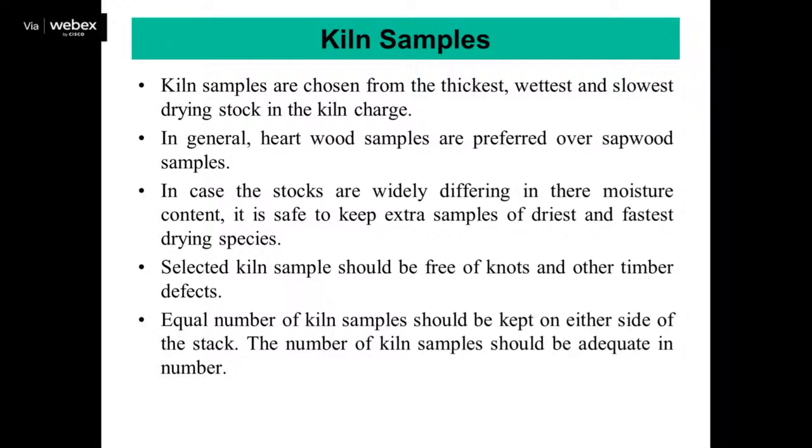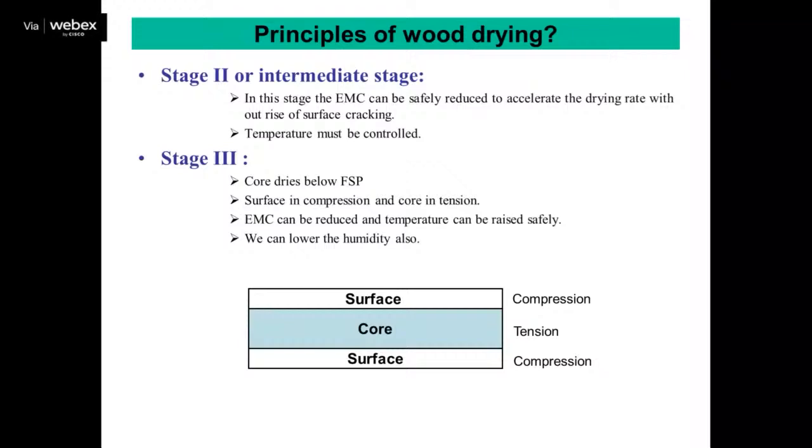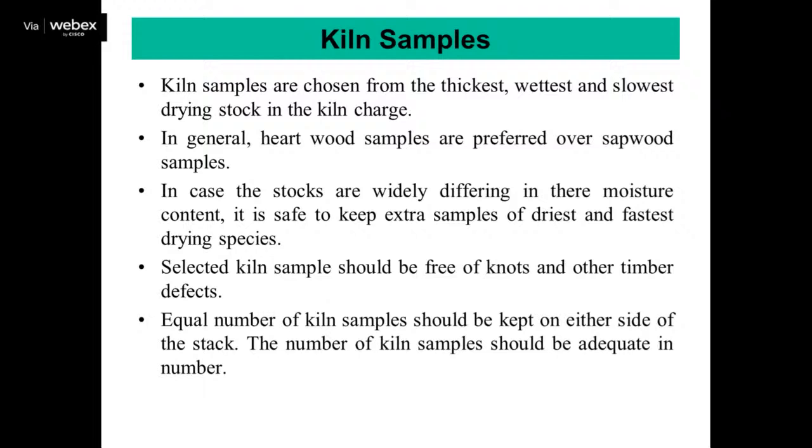When we are dealing with kiln drying, the kiln samples are very important, because these are the samples which are kept in the seasoning kiln. It is not possible for us to always take out all the samples and measure the changes in them. So the kiln samples are chosen from the thickest. There are some parameters on which the kiln samples are selected. Kiln samples are chosen from the thickest, the wettest and the slowest drying stock in the kiln charges. In general, the heartwood samples are preferred over the sapwood samples. These are some of the conditions which we desire in the kiln samples.